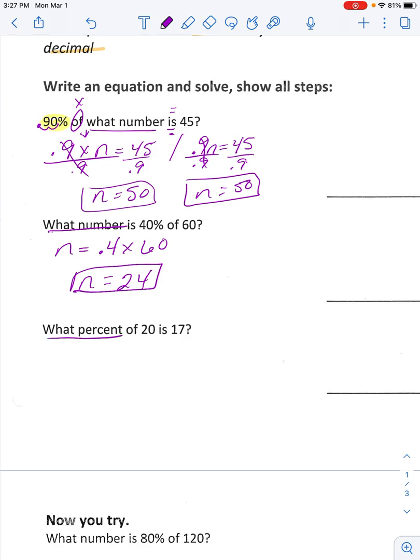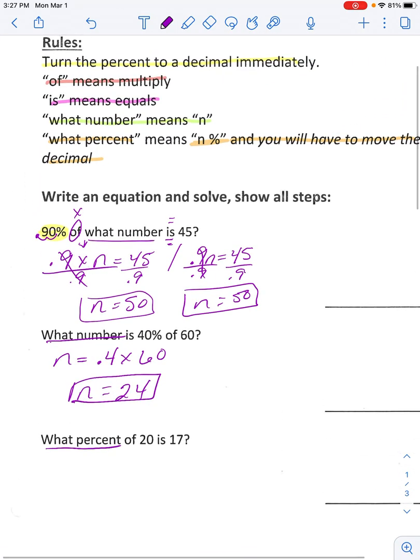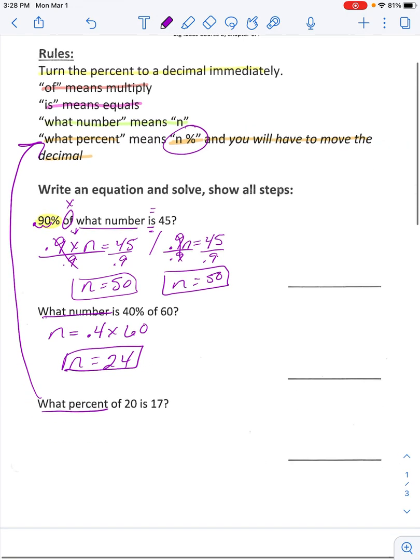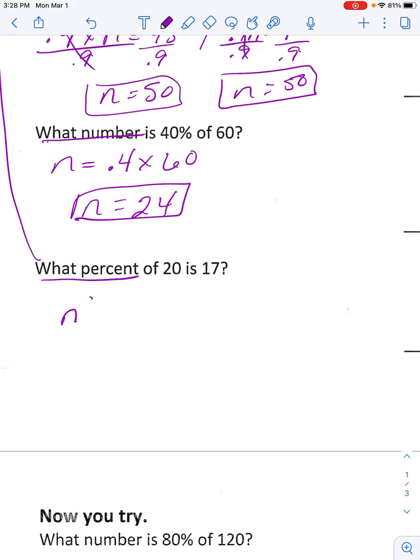Okay. What percent? This one you need to pay close attention to. It says what percent. If you come back up here, when it says what percent, we write in percent, and we're going to have to move the decimal eventually. So what percent, we're going to write it like this. Of 20. Of means multiply. So we're going to multiply it by 20. Is equal 17.